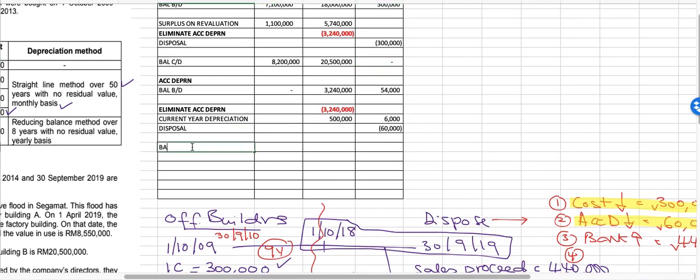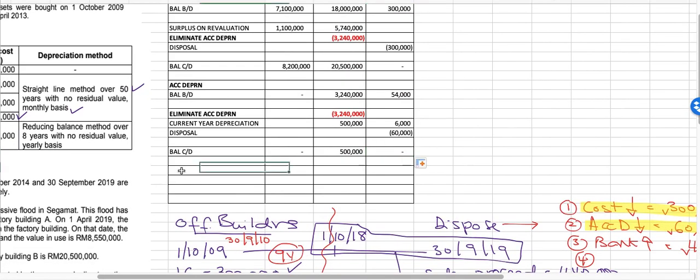Alright, now this is balance CD for the accumulated depreciation. So, there is no entry for land because it is not depreciated. And then you get 500,000 for factory B and there is no accumulated depreciation at the end of the year for office building because you have disposed. And then you need to show the carrying value of the asset. That will be cost minus the accumulated depreciation, balance CD minus balance CD. So, you get this one, 20,000 and zero. Okay. So, that's it for this question.